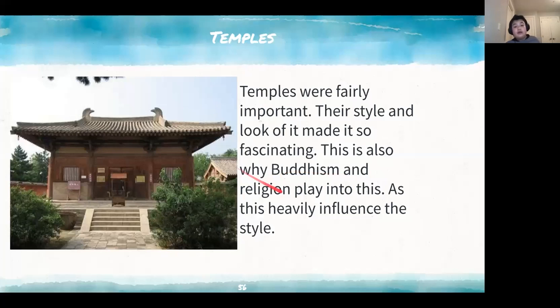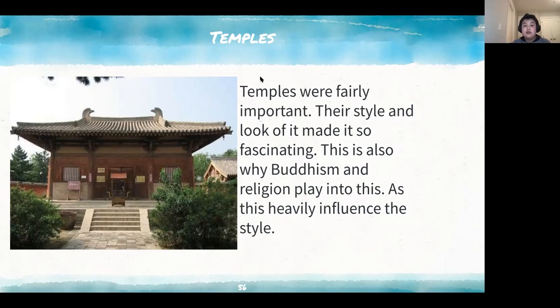Okay then, moving on. We have the temple. Temples were also a religious place, sort of like a church or a mosque. This was mainly for Buddhism. They made the style really different from the other parts, from the Islamic Golden Age and the Christian churches.